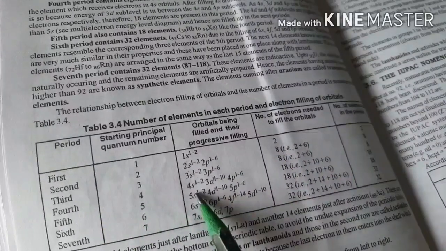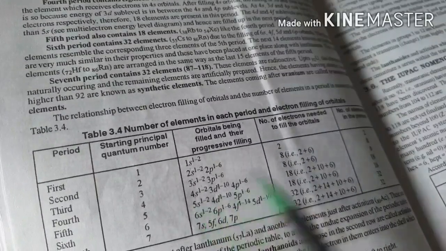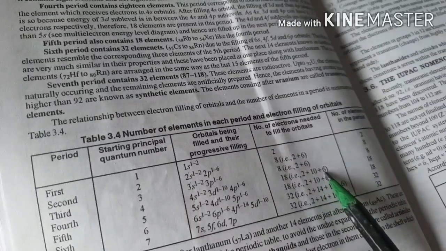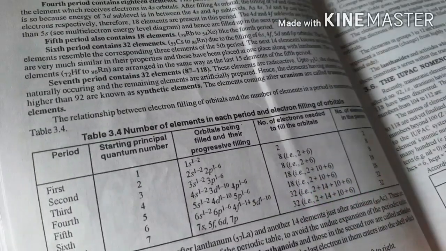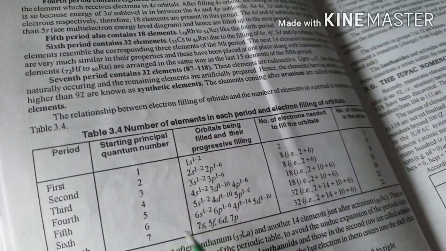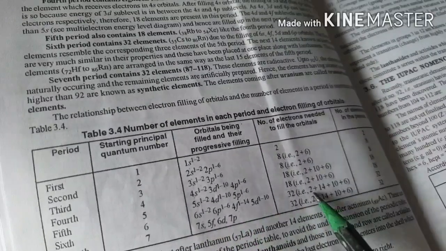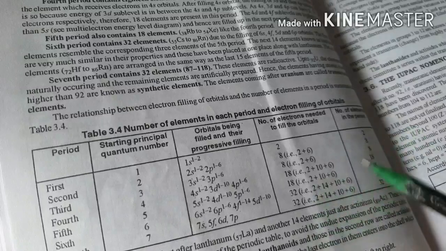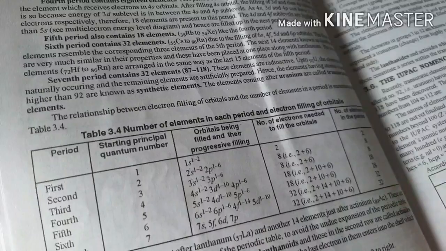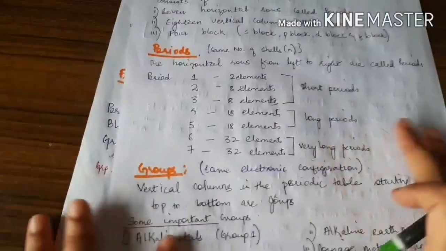The fourth will have s, then the d orbital will also come, then p. So s will have 2, d will have 10, that is 12, then p will have 6. The total is 18 electrons, so they will have 18 elements. Then from the sixth period, it will have s, p, f and d. S is 2, p is 6, f is 14 and d is 10. The total is 32. Those are the numbers of elements in the different periods.